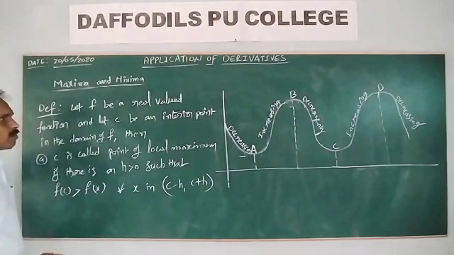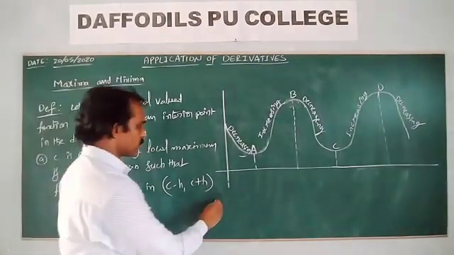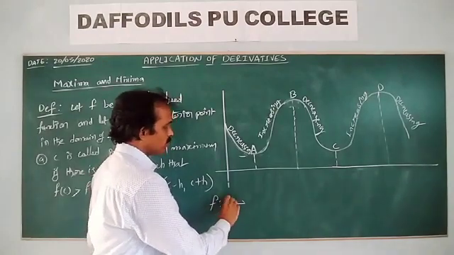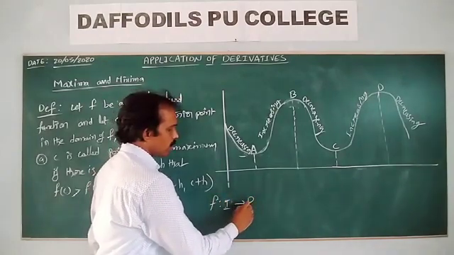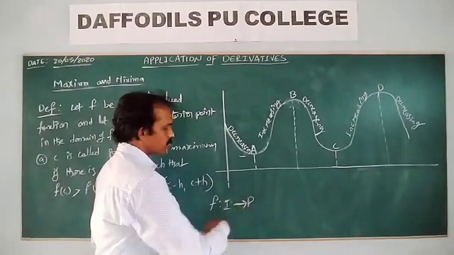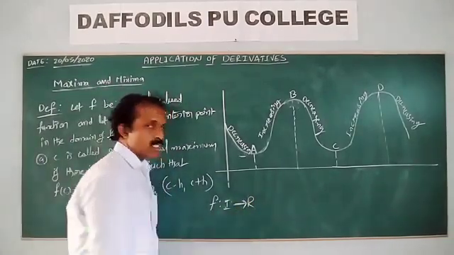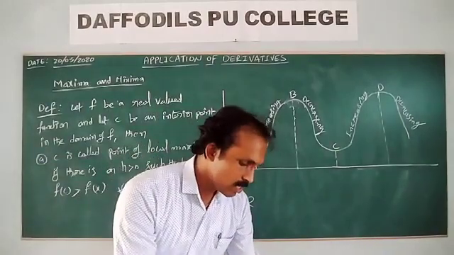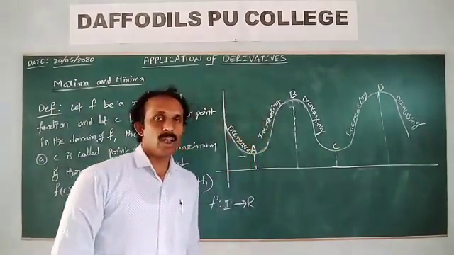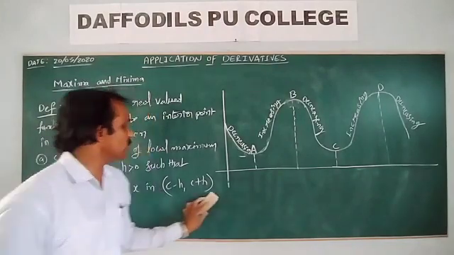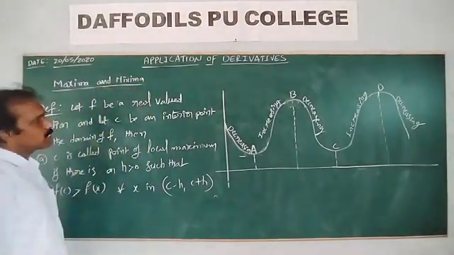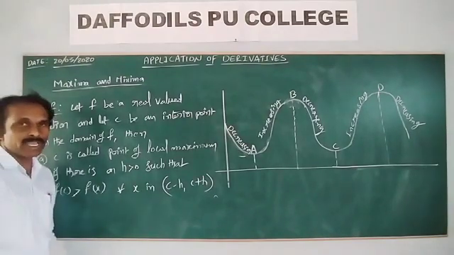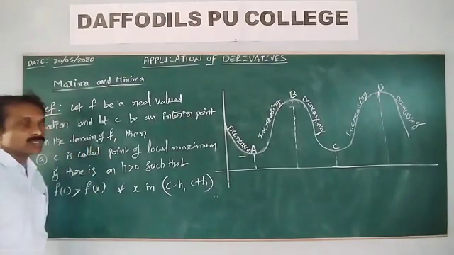Consider: let f be a real valued function. What is a real valued function? f maps A to B, where the range is a subset of the real numbers. It is called a real valued function. And let c be an interior point in the domain of f. Let I be the domain, so that point c also belongs to it.